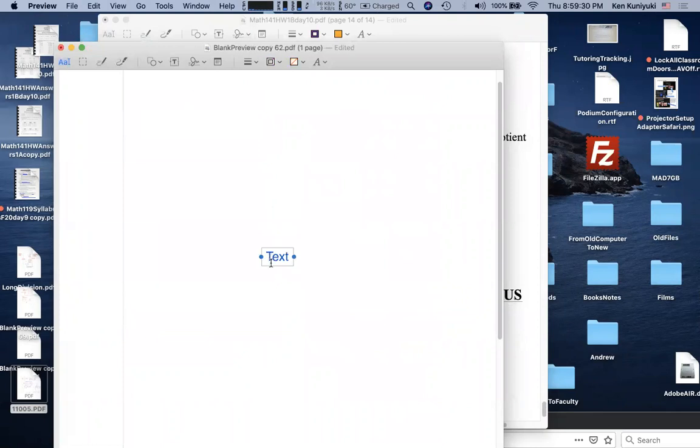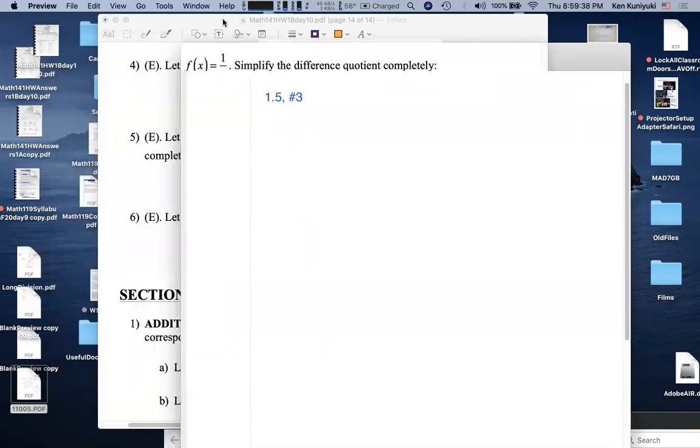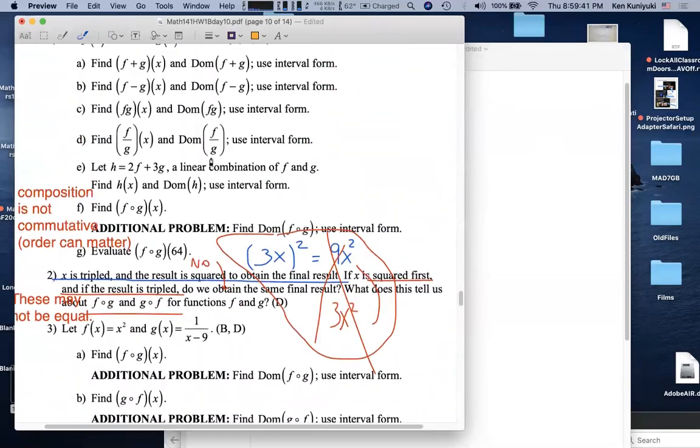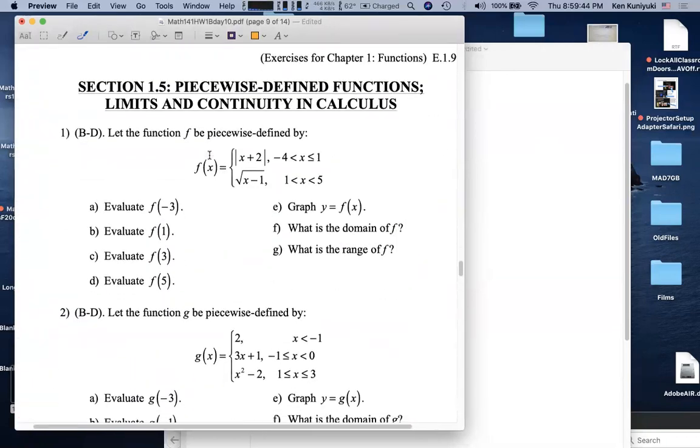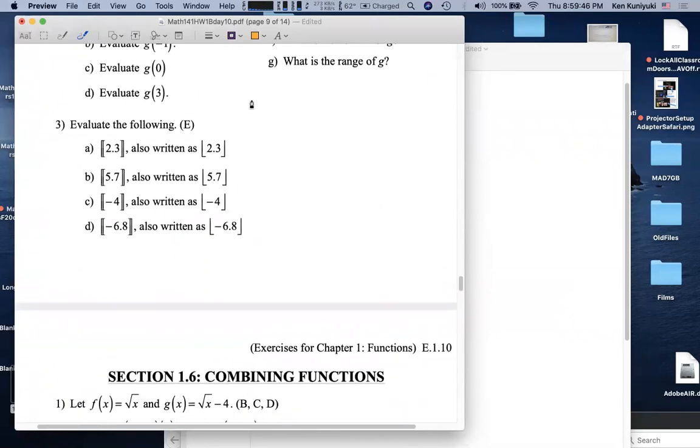Okay, 1.5, number 3. Oh, round down. Okay, so these are just round down. When you round down 2.3, it's 2. So here's 2.3. What's the closest integer without going over? It's 2. You're rounding down. Round down 5.7. What do you get? You get 5. It's not 6. 6 is going over. 5.